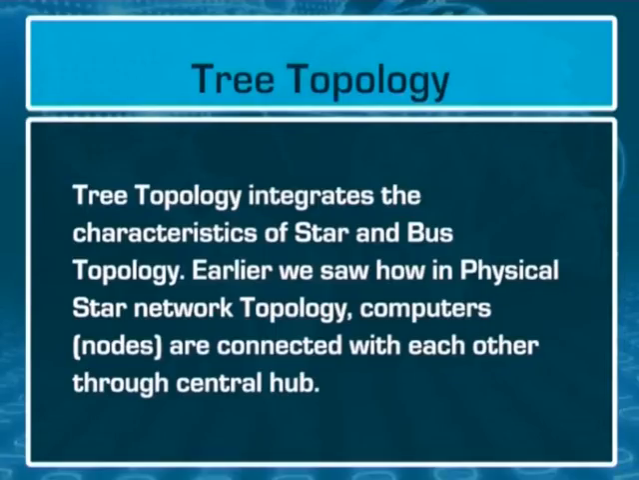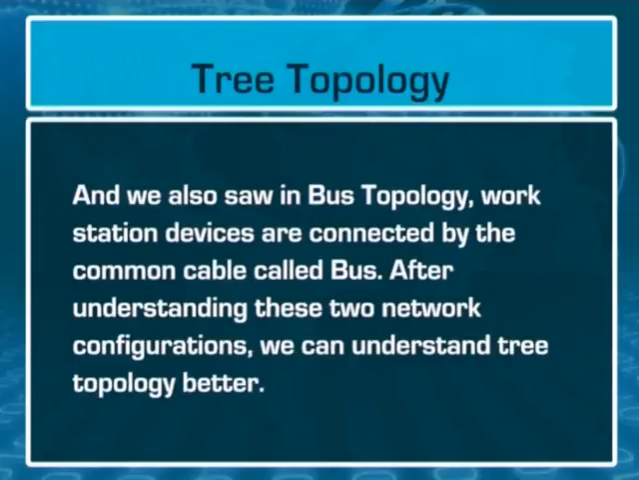Tree topology integrates the characteristics of star and bus topology. Earlier we saw how in physical star network topology, computers are connected with each other through central hub. And we also saw in bus topology, workstation devices are connected by the common cable called bus. After understanding these two network configurations, we can understand tree topology better.